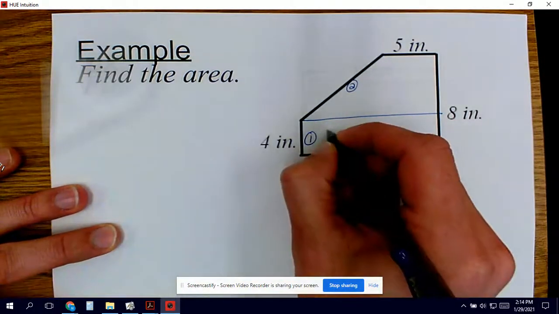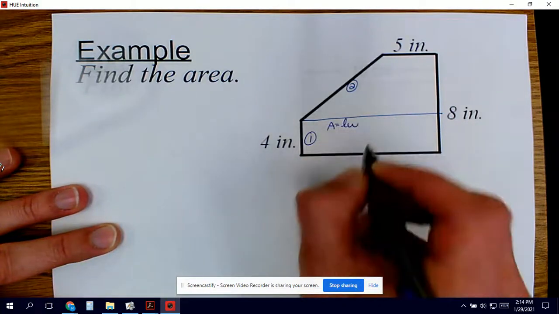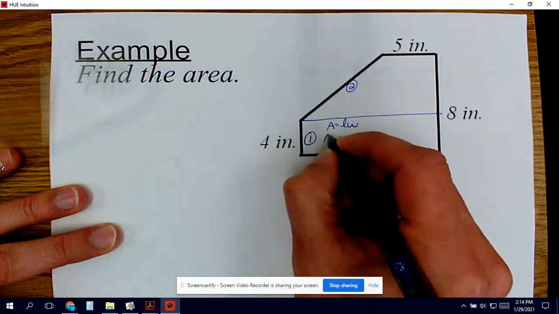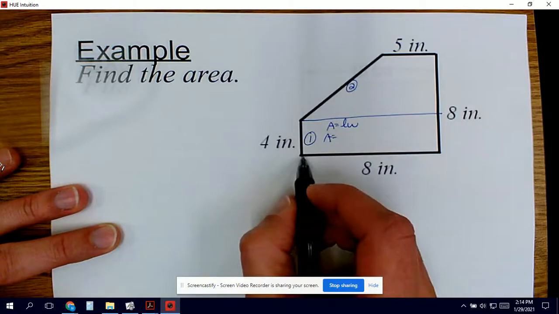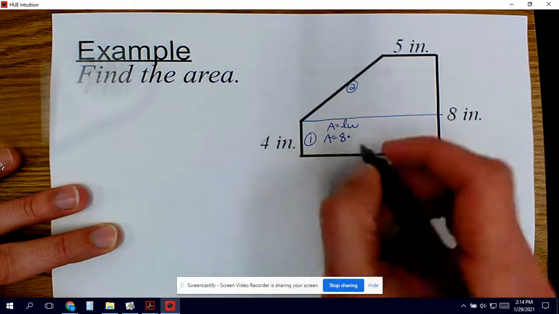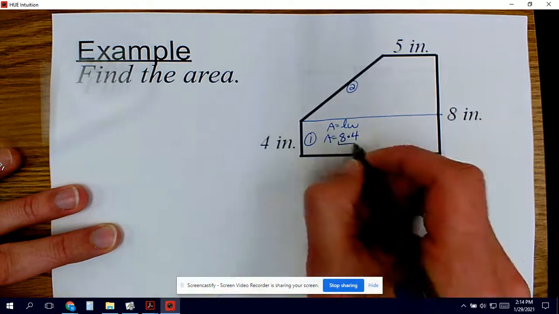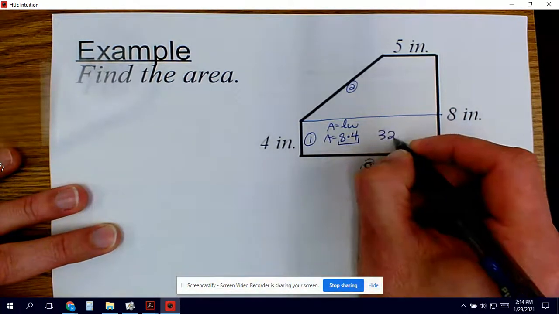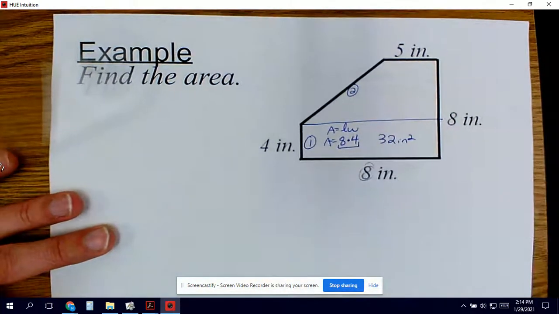Let's start with our rectangle. Area equals length times width for a rectangle. The length of this rectangle is down here. It's 8 times the width of the rectangle is 4. 8 times 4 gives us an area of 32 square inches for the rectangle.